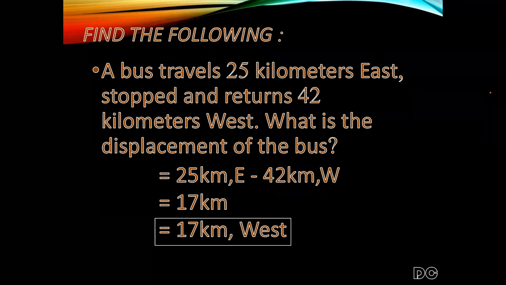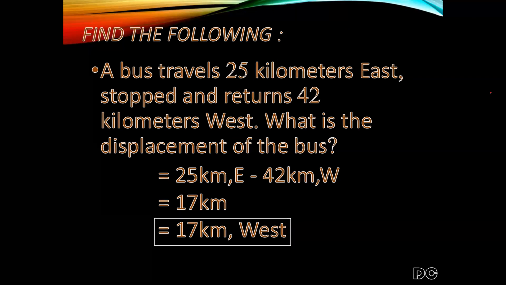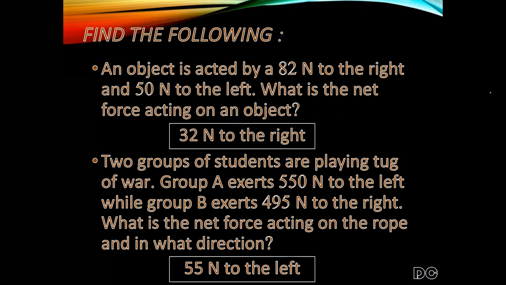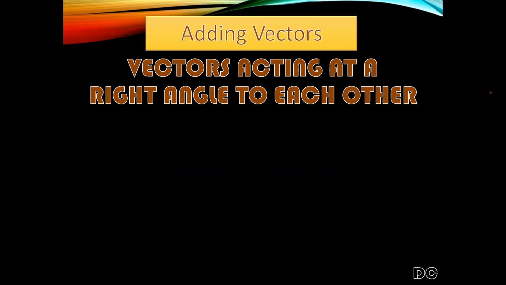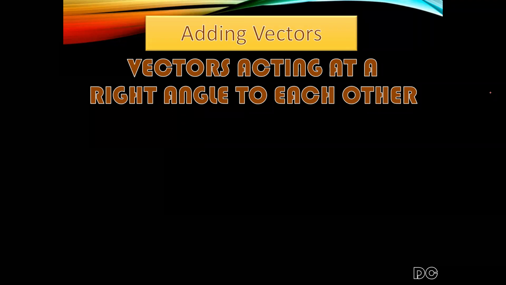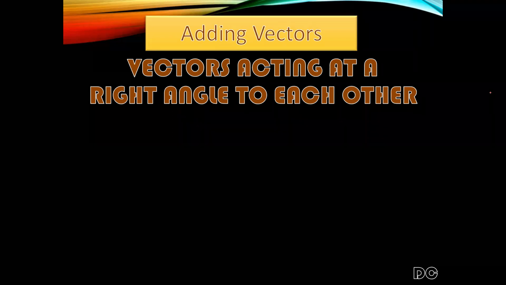If that is the case, then we will apply the vectors acting at a right angle. So this is called the vectors acting at a right angle. One of the vectors is on the x-axis and the other is on the y-axis. If that is the case, then we will apply these following rules. First, we have to illustrate the vectors and its resultant vector.